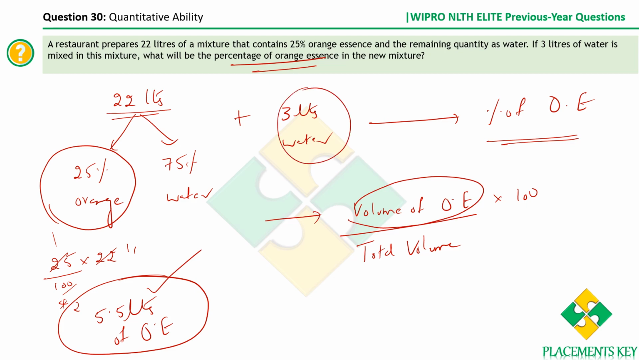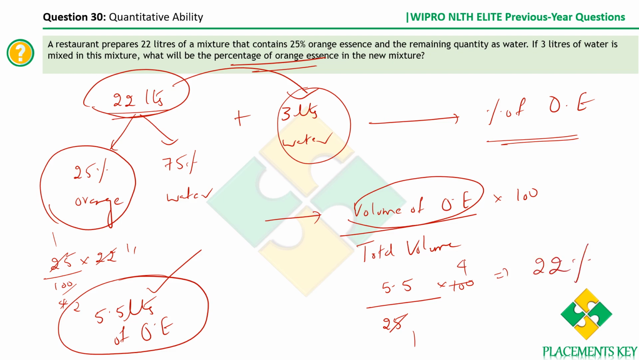Therefore, instead of volume of orange essence, let me write 5.5 divided by total volume. Initially there were 22 liters. To that 3 liters of water is added. Therefore, it is 22 plus 3, that is 25 liters, into 100. That should give us the percentage of orange essence. 25 ones, 25 fours. So the percentage value is 5.5 into 4. 5.5 into 2 is 11. 11 into 2 is 22. Therefore, finally the orange essence is only 22%. Logically this makes sense because if you add more water, the concentration or the percentage of the orange essence decreases, isn't it? Therefore, 22% is the answer for this question.